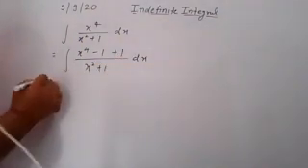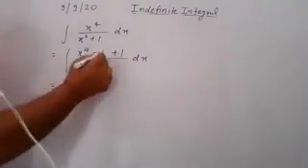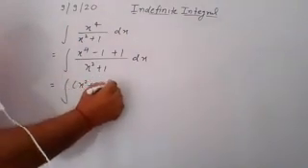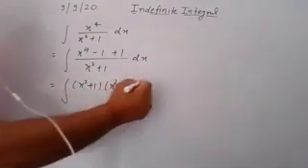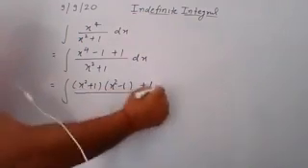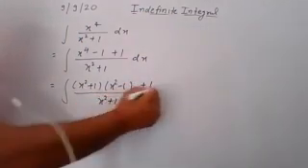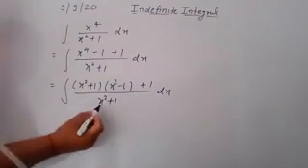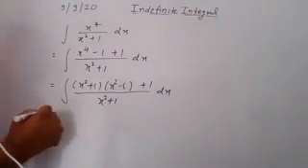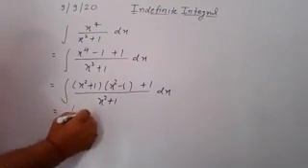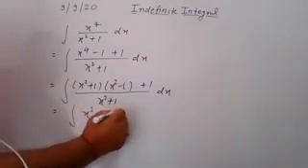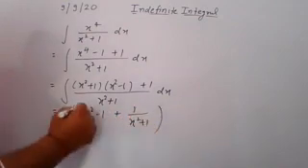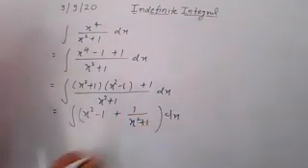Now factorize it. So if you factorize here, you have x square plus 1 into x square minus 1, plus 1, whole divided by x square plus 1 dx. You can write it in this way, and then distributing x square plus 1, you have x square minus 1 plus 1 upon x square plus 1 dx. You have your result like that.